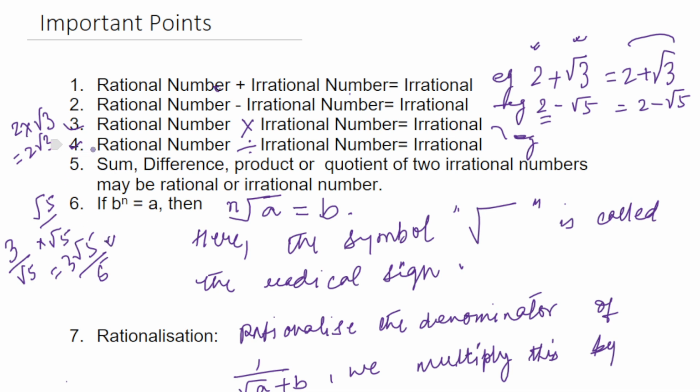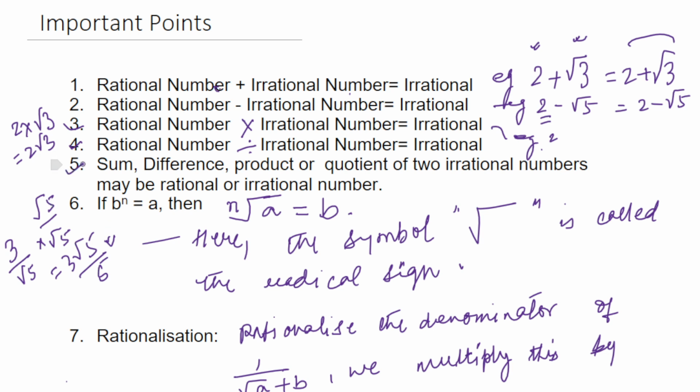This is 4. A rational number divided by an irrational number gives an irrational number again. This example will be 2 by root 3. See this one, division: if I divide a rational and an irrational, I'll get an irrational number again.